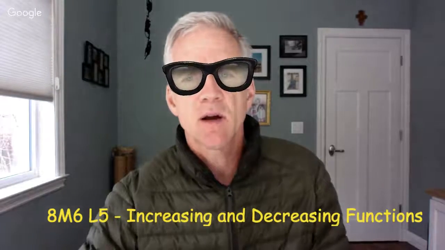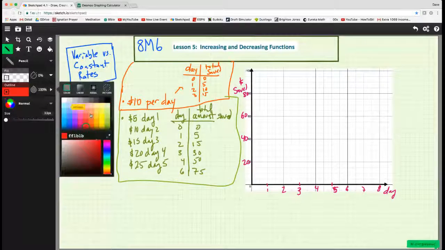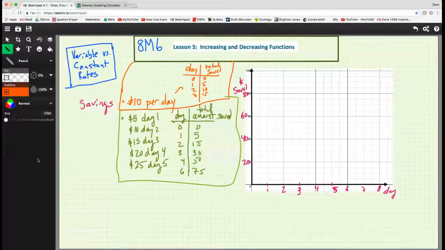Okay, head on over here to our sketch pad. So we're going to be talking again about increasing and decreasing functions, but ones that do so at variable rates and constant rates. So let's look at two examples here, and we'll draw one in orange and we'll draw one in green, and we'll see what we're talking about. So here we're talking about the example of savings. So let's just say in orange we have, this will be Andrew. Andrew is saving $10 every day, and he starts at 0.